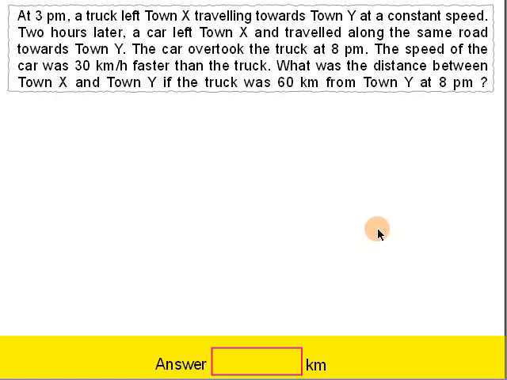Now at 3 p.m., a truck left tower X traveling towards tower Y at a constant speed. 2 hours later, a car left tower X and traveled along the same roads towards tower Y. So let's draw the journey charts.